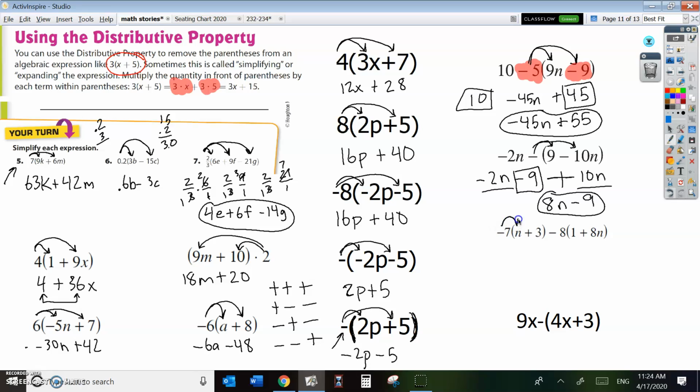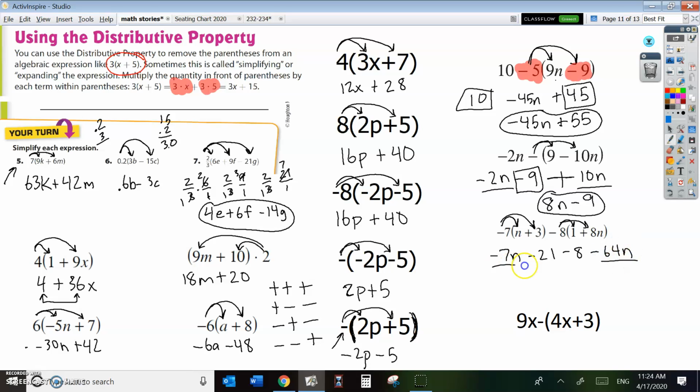Distribute the negative 7 to the n and to the 3. Distribute the negative 8 to the 1 and to the 8n. Negative 7 times n is negative 7n. Negative 7 times 3 is negative 21. Negative 8 times 1 is negative 8. Negative 8 times 8n is minus 64n.